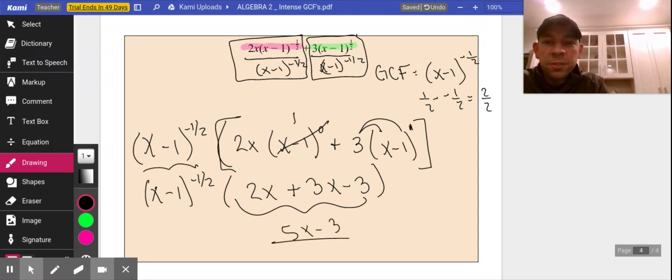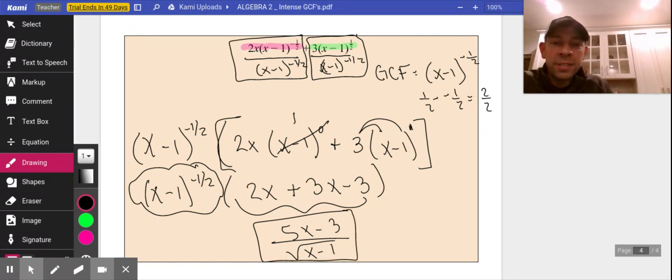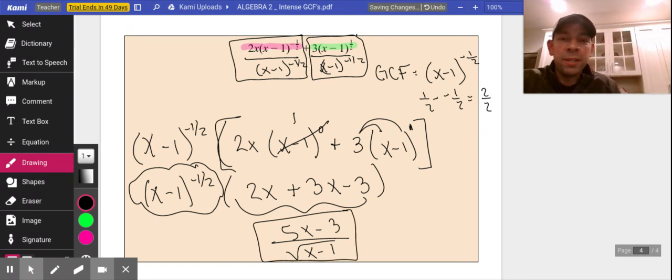And then let's put this term here in the denominator, and we're going to show off and write it as the square root of x minus 1. How good is that, huh? That's some good looking math right there.